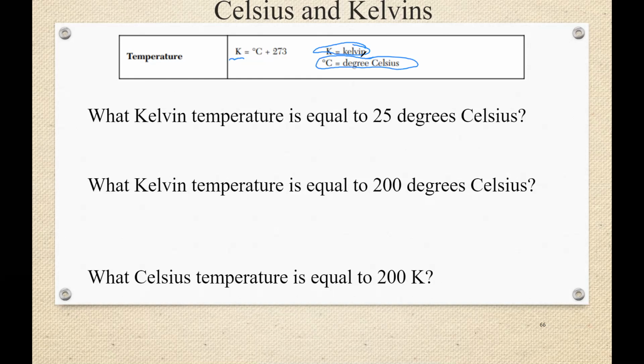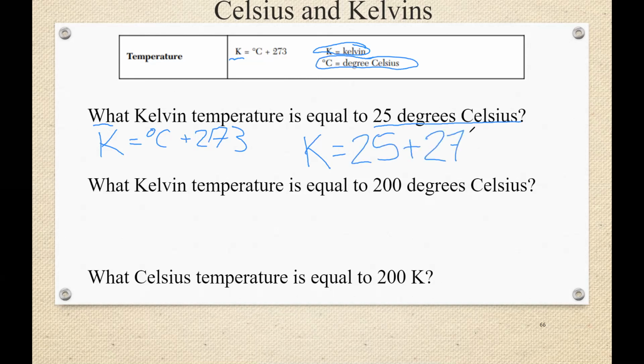Okay, so what Kelvin temperature is equal to 25 degrees Celsius? Well, let's just start by rewriting our formula. Kelvin equals degrees Celsius plus 273. So we're looking for our Kelvin temperature, so we're going to leave that as our variable, kelvins. And we know that it is 25 degrees C plus 273, and we'll end up with 298 kelvins.